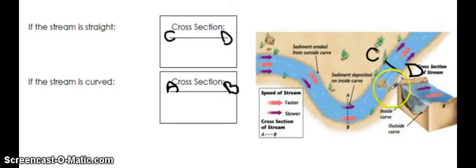So let's first start with the straight section here at CD. Okay, so we're looking right across line CD. And we want to know, where is it going to be deeper? Where am I going to have more erosion? Well, remember, water is moving fastest in the center.